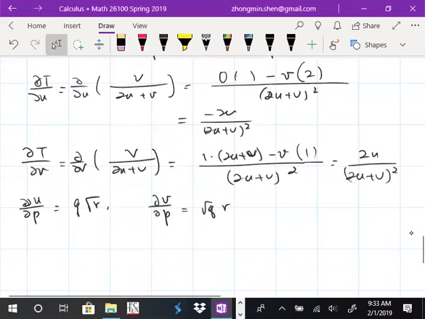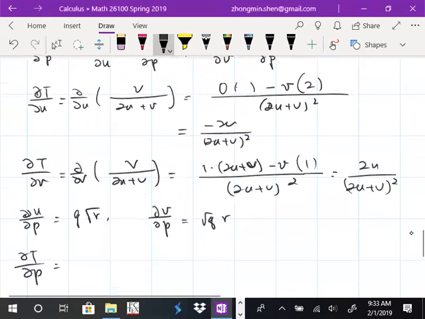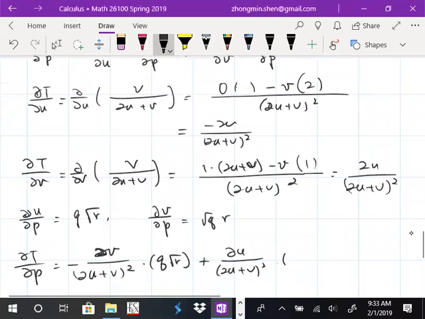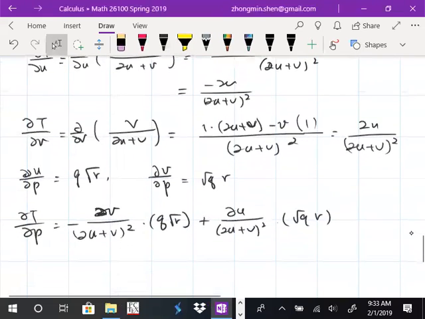We write down the formula we already have, the product. So negative 2V over 2U plus V squared, times the Q square root of R, plus 2U over 2U plus V squared, times QR. Okay, so this is the formula.